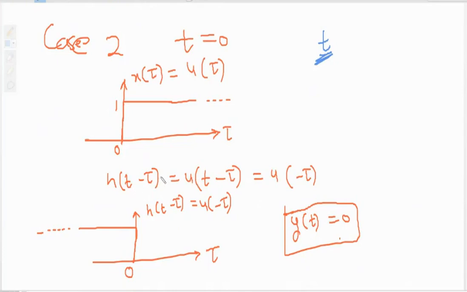So in h of t minus tau, t is 0. Case 2 is t equal to 0, so that is nothing but simply u of minus tau. The u of minus tau sketch is this. Again, there is no overlap between these two signals. So again, our answer y of t will be 0.